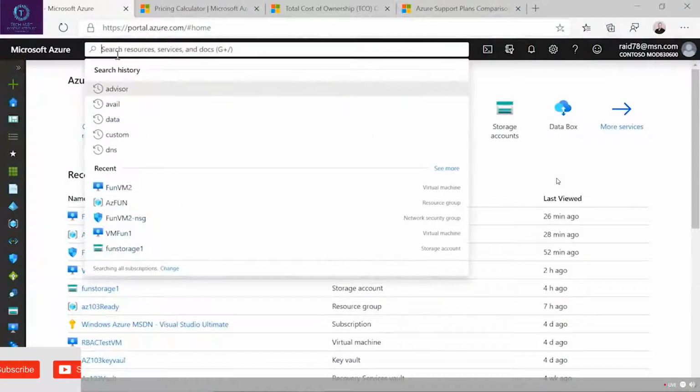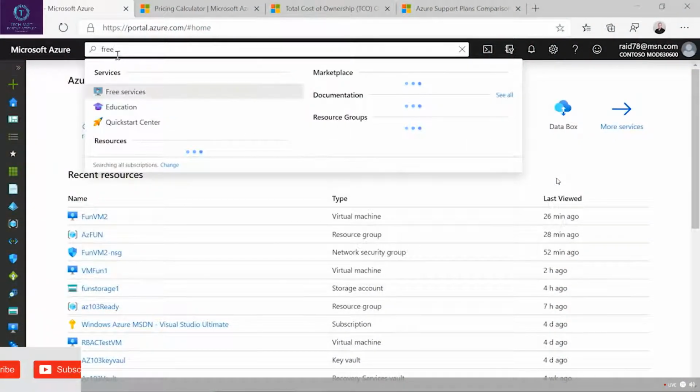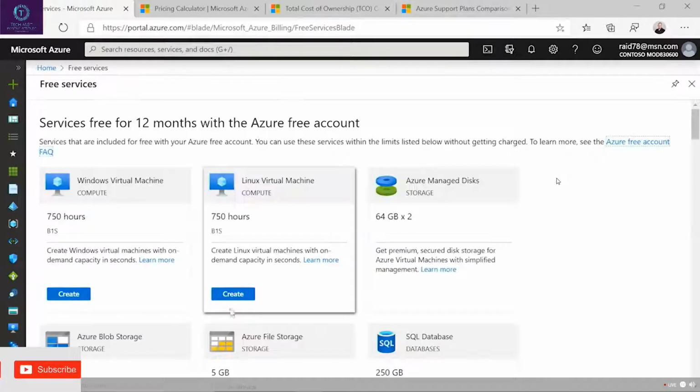In my case, I happen to use it to teach. So what I want to do is hop in the portal and show you where the free services are. So let me go ahead and switch into the portal. And in my portal, I'm just going to do a quick search for free services. I type in free and just go ahead and open it up.